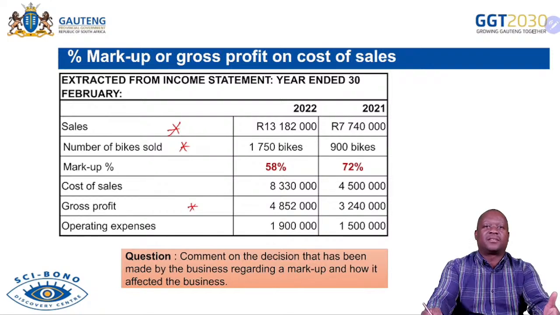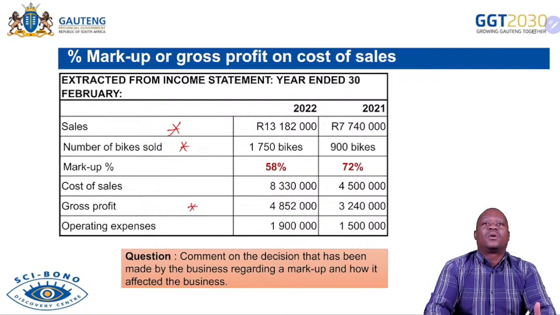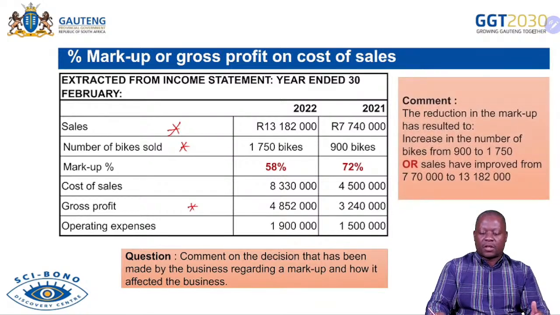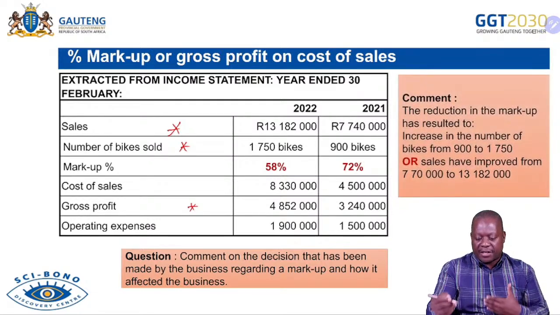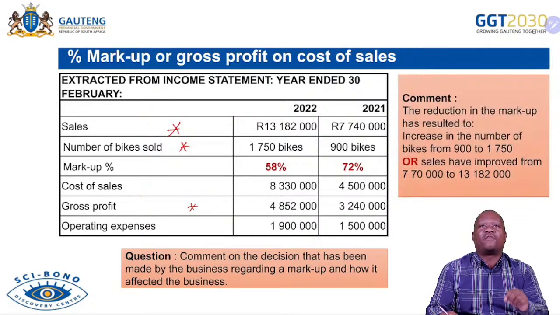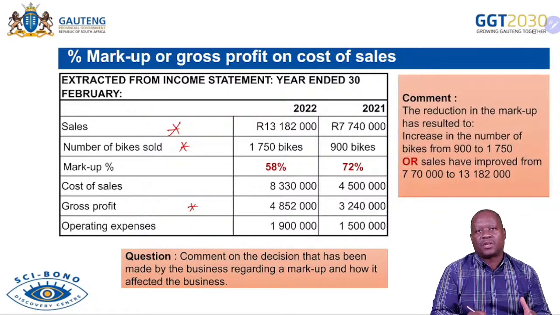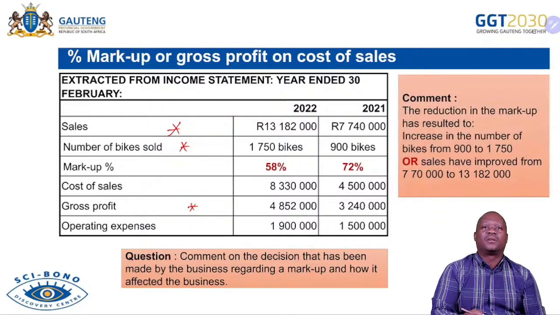Comment on whether this decision has benefited the business or made the business far worse. I think, guys, you can see for yourself. The figures in front of you are saying it all. So we can comment that the reduction in the markup has resulted in an increase in the number of bikes that have been sold. You can see it, nearly double, as we have already agreed. And then we can also look into the increase in sales.